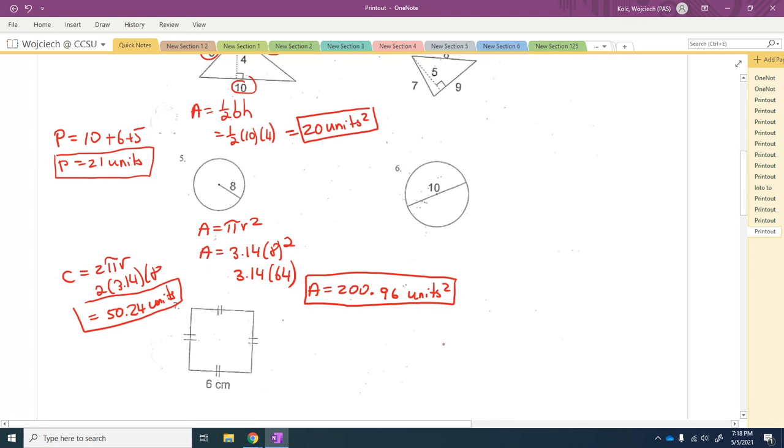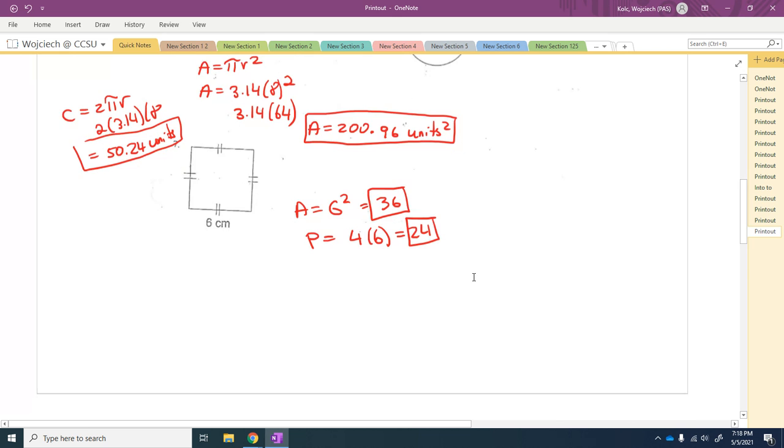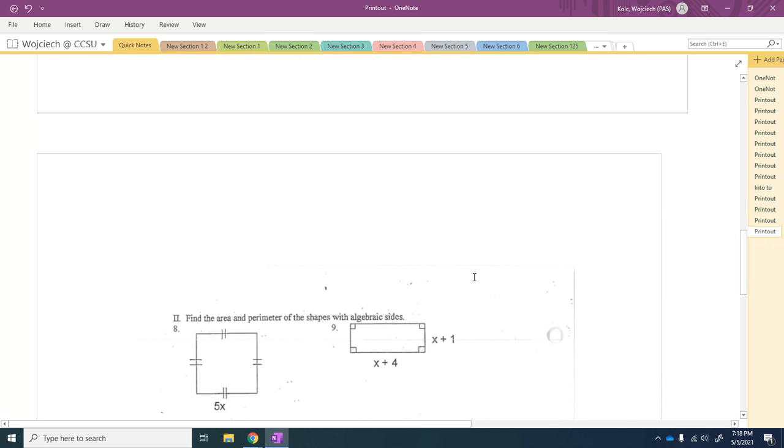Okay, and last example here. The area of a square would be just 6 times 6, which is 36. And the perimeter, since all sides are congruent, it's a square, will be 4 times 6, which is 24. All right, so that was a quick review. I went fast, but again, we saw this last time.